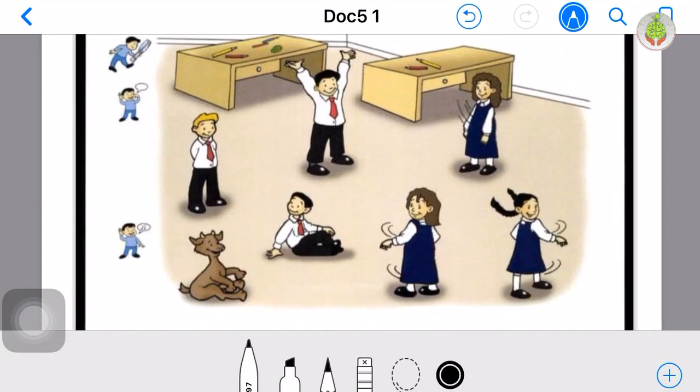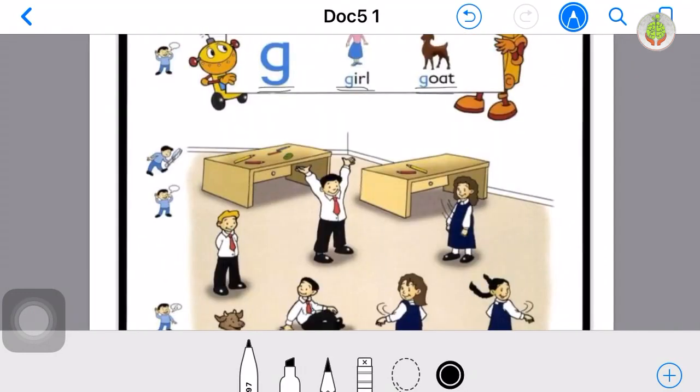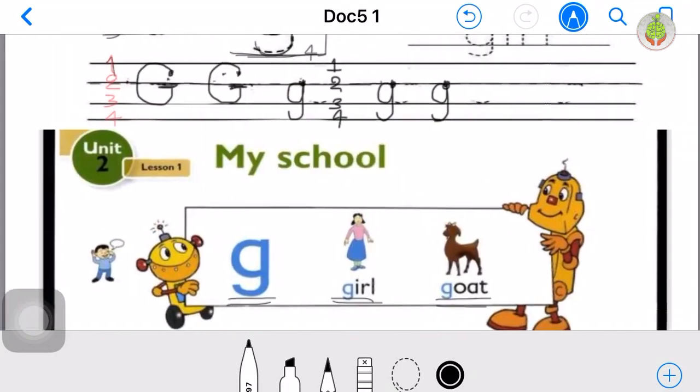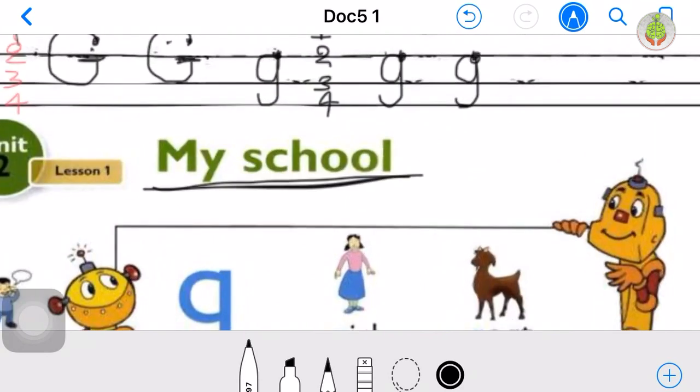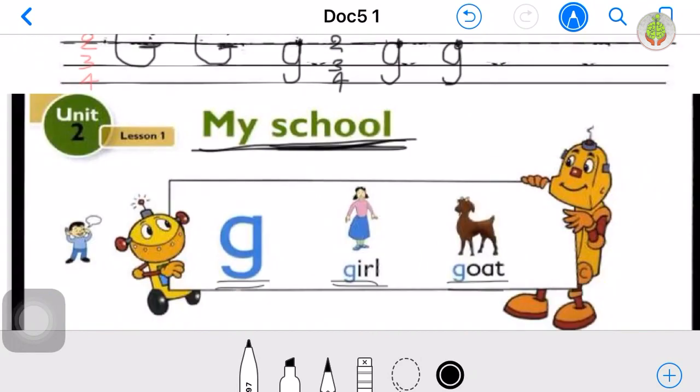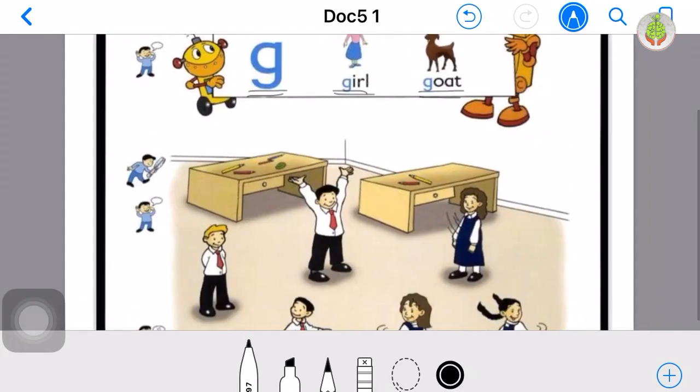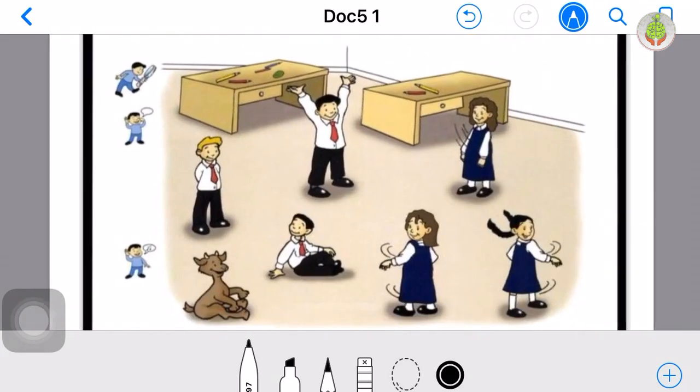Let's move back to the student book. The title of our lesson is My School. My School. What do you mean by school? Yes, it means مدرسة. My school. Okay. What can you see in this picture?